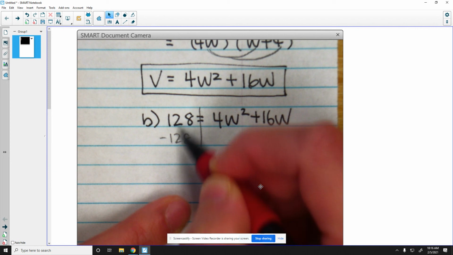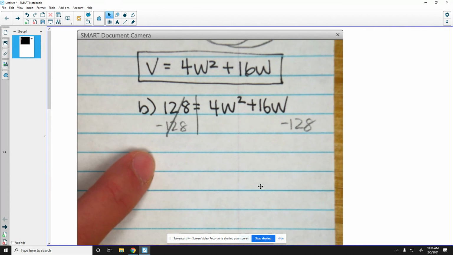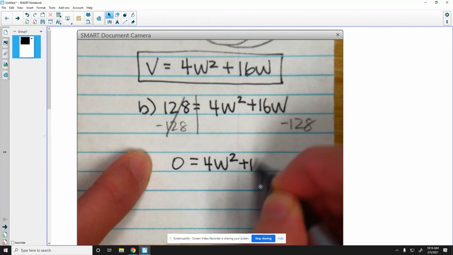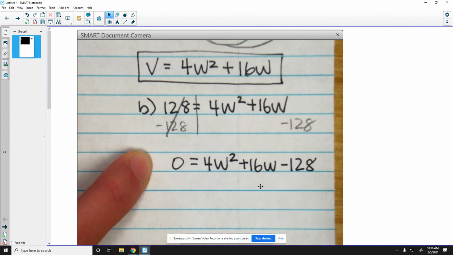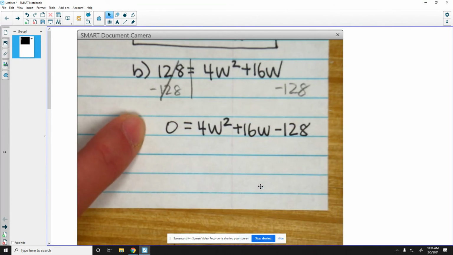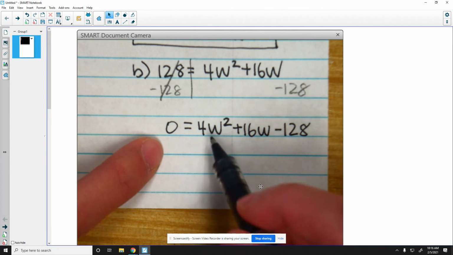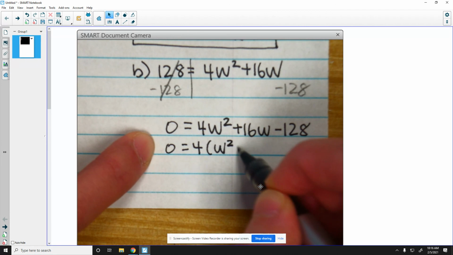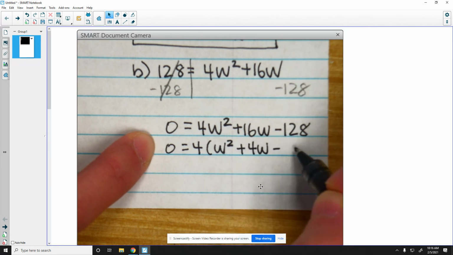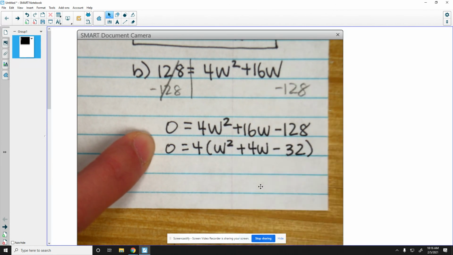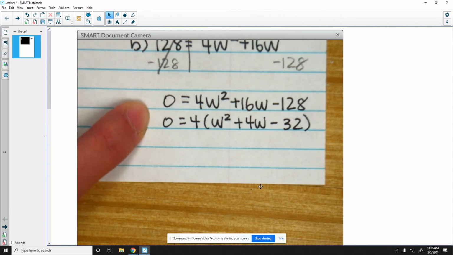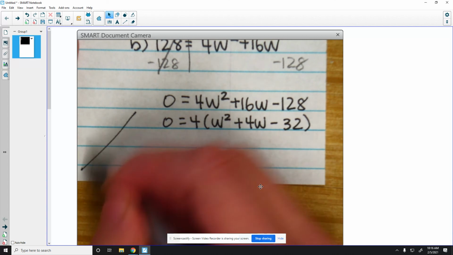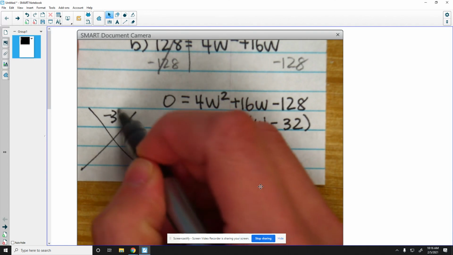Remember, whenever I have to solve for a letter, everything has to be on the same side first. So 4W squared plus 16W minus 128. What's the next thing I have to do? GCF. So what can I take out? 4. I have W squared plus 4W minus 32. What's the next thing I do? Big X, because it starts with a 1. So I have negative 32, positive 4.